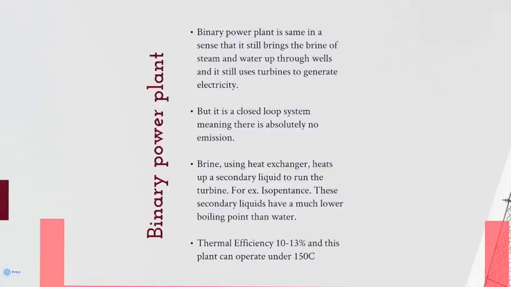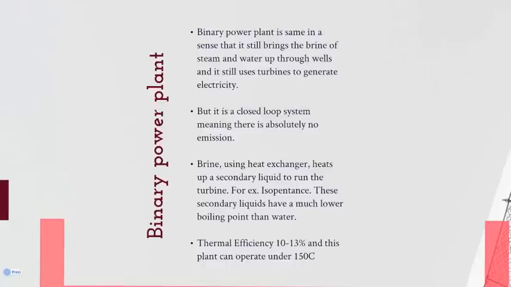A binary cycle power plant uses a closed loop system, which is a key factor in differentiating this plant from others. This plant uses two fluids instead of one, like the others. The primary is the geothermal fluid, and the secondary is a fluid with a much lower boiling point than water, for example, isobutane.